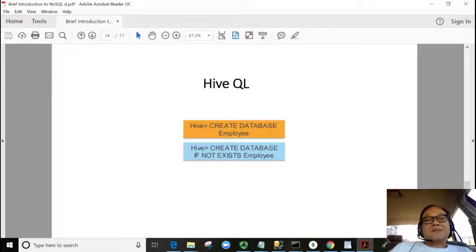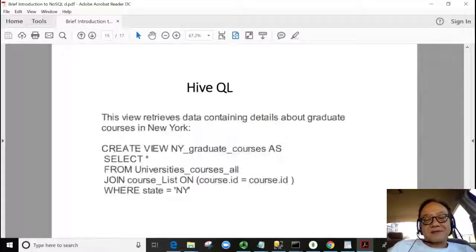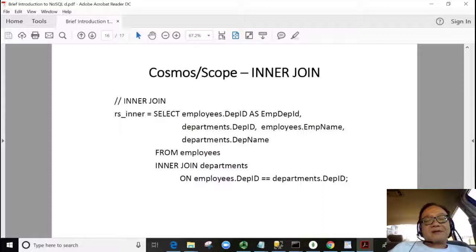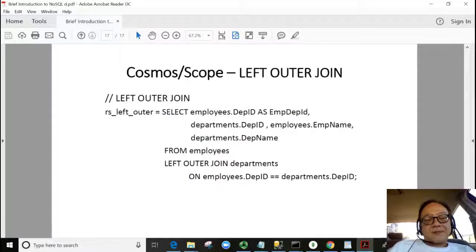Here are some SQL-like commands for NoSQL. This HiveQL example creates a database. This HiveQL example creates a view. This Scope example does an inner join. This Scope example does a left outer join.